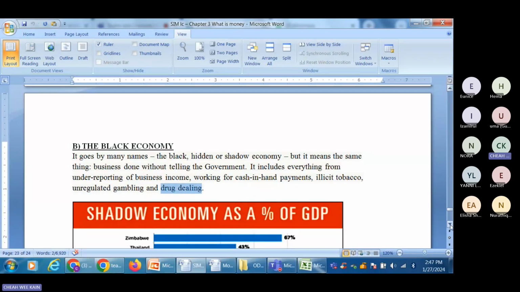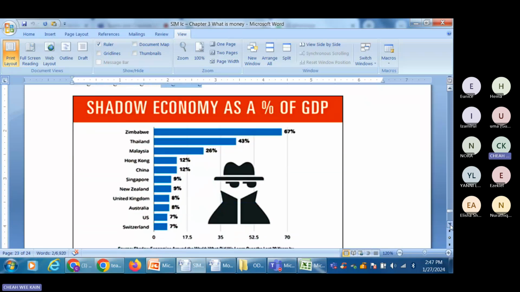When there is a shadow economy, some countries are terrible: Zimbabwe is 67%. Where's Malaysia? 24% of our economy is shadow. It's done by cash, not reported to the government, with under-reported profit, so there's no tax. Now, why is this important? The bigger the percentage, the less control the government has over the economy.